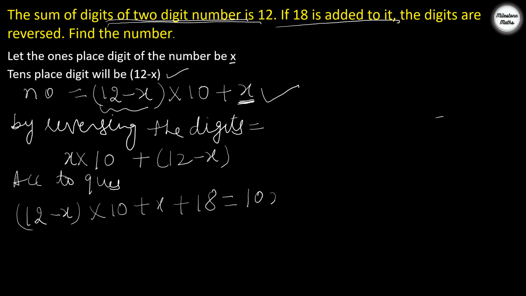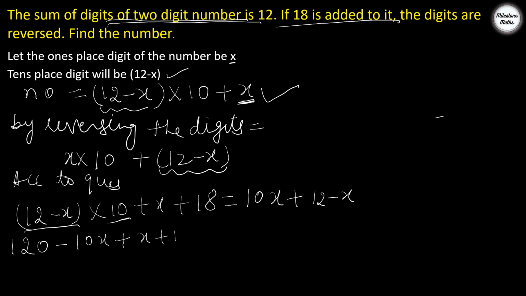So what will you get? You will get 10x plus 12 minus x. I have opened the bracket, right? So now we have got the algebraic equation. Now we have to solve it. First this is in the bracket and this is being multiplied by 10, so 12 is also being multiplied by 10 and x is also being multiplied by 10. So this is 120 minus 10x, then plus x and plus 18. And here we are getting 10x minus x is 9x plus 12.